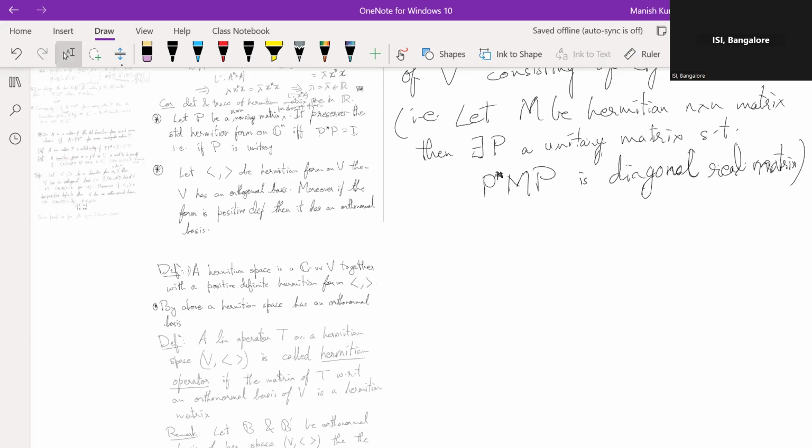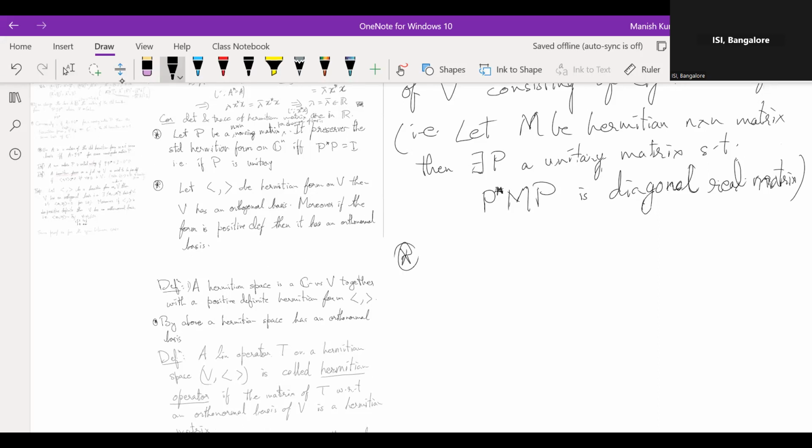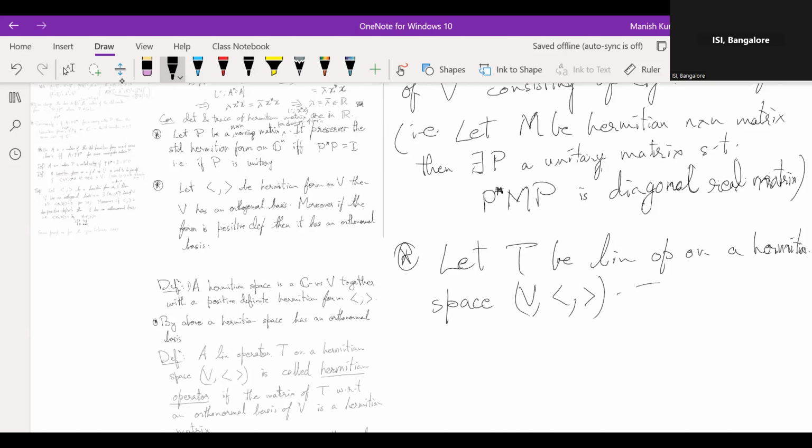But I wanted to talk about the adjoint operator. So if you are given an operator on a Hermitian space, a definition: let T be a linear operator on a Hermitian space V. Hermitian space means a finite dimensional complex vector space together with a positive definite Hermitian form. The adjoint operator of T.